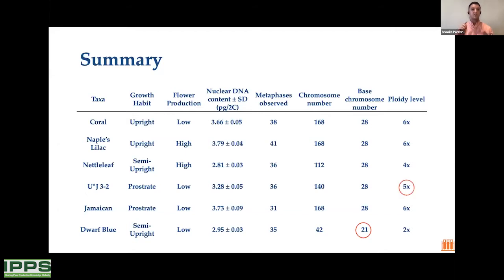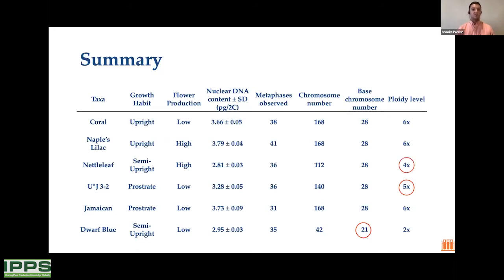We can also verify that our hybrid cross between nettleleaf and Jamaican porterweed, we would expect a pentaploid. So it was very good for us to be able to identify that we do have a pentaploid, crossing the 6X with a 4X to be able to get our 5X chromosomes.